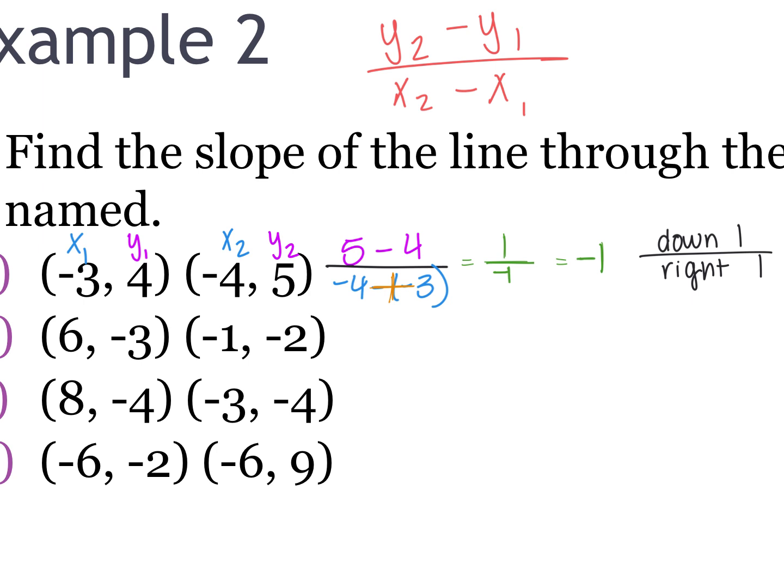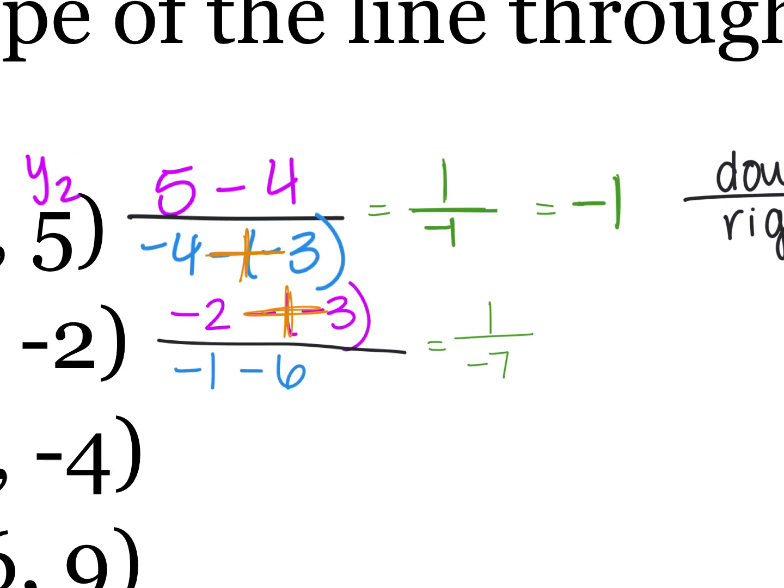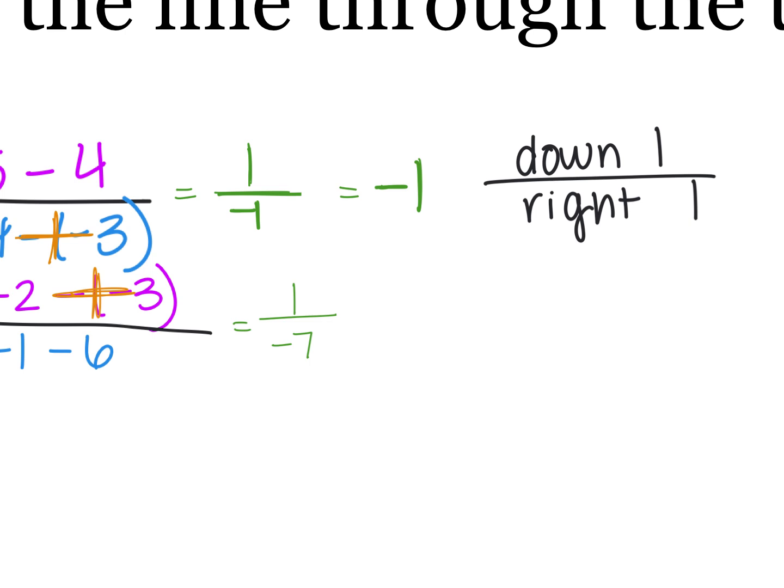So looking at the next one, doing the same thing, plugging in what I have. I'm going to have y2, which is negative 2, minus negative 3 over negative 1 minus 6. So again, looking here, I have minus a negative. I'm going to change it to a plus. And solving it, what's negative 2 plus 3? Positive 1 over negative 7. So if I were to graph it, which direction would I be going in? Right.